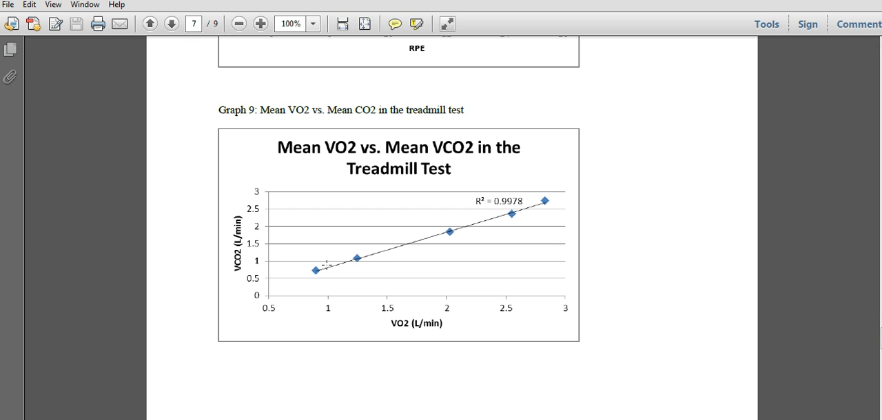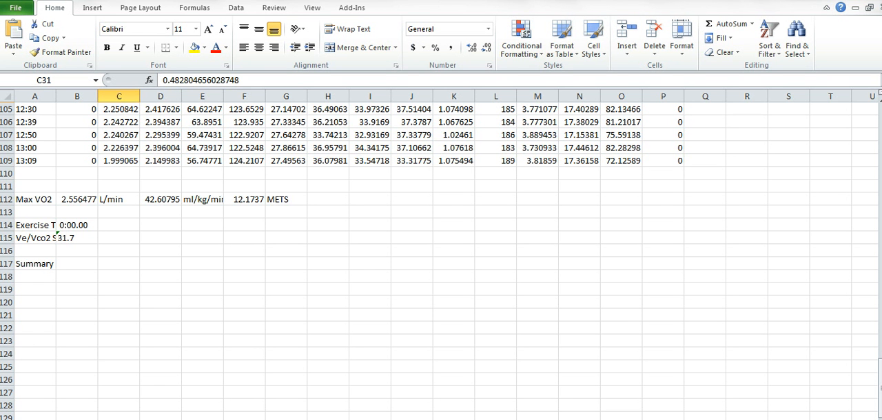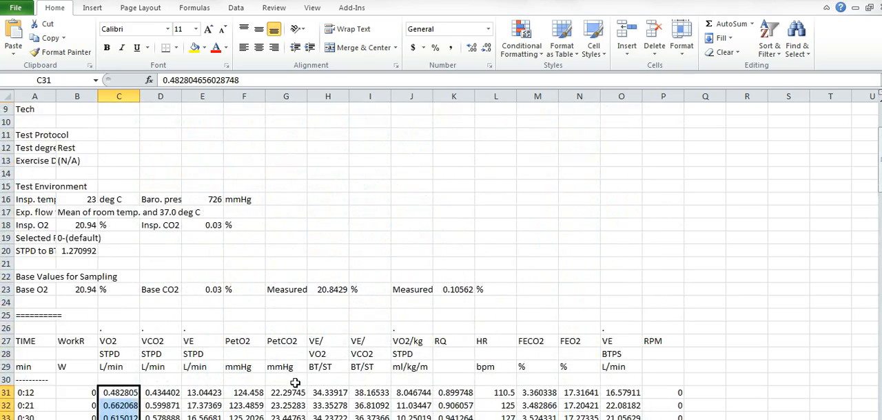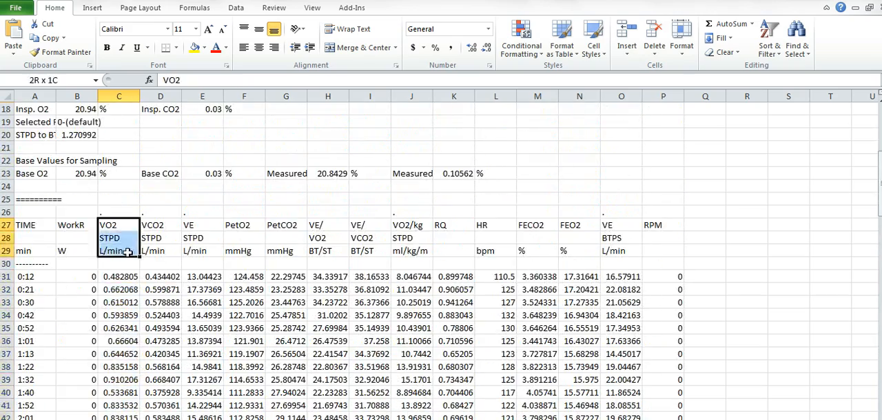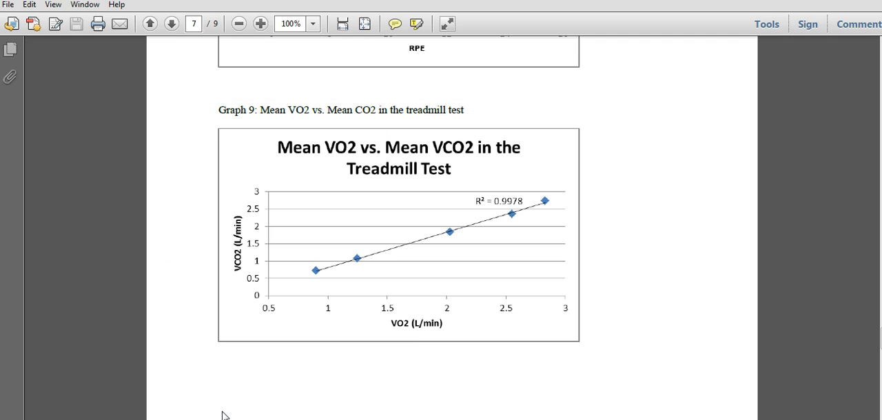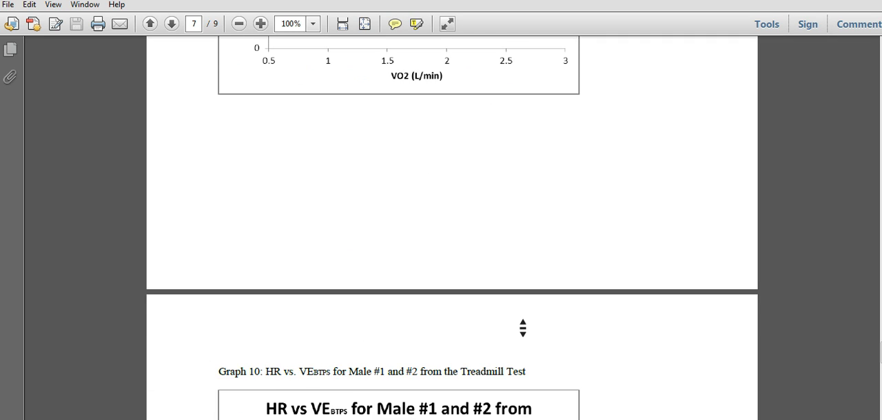Graph 9, mean VO2 versus mean CO2. So the VO2 and CO2 you're going to get, and these are in liters per minute. If we go back up to our sheet here, we have VO2 in liters per minute here, and we have our VCO2 in liters per minute here, okay? VO2 is here, my bad, and VCO2 is here, okay? So you'll be using those 2 columns to plot the values for that table, okay?